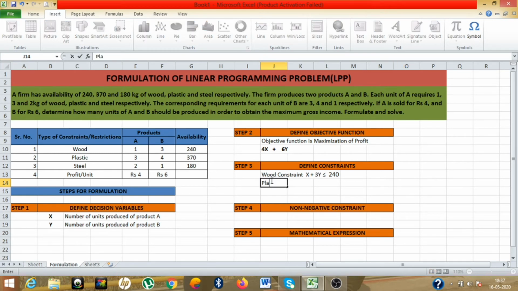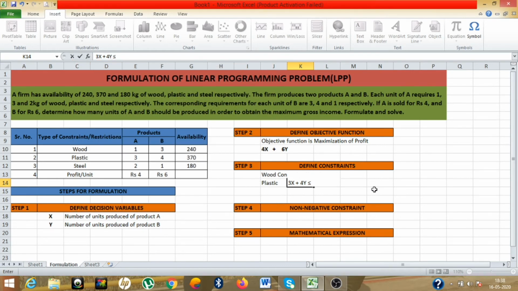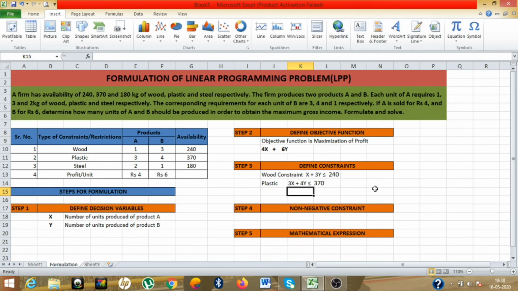Then the second constraint is plastic. 3 kg of plastic is required to make 1 unit of A and 4 kg of plastic is required to make each unit of B, and the number of units produced of products A and B is X and Y. So the total plastic consumption is 3x plus 4y less than equals to 370.